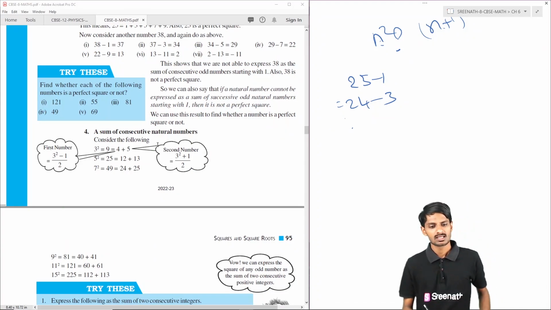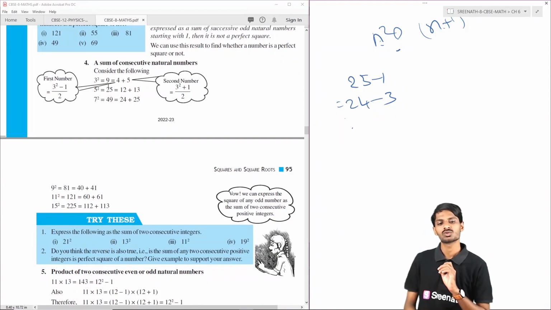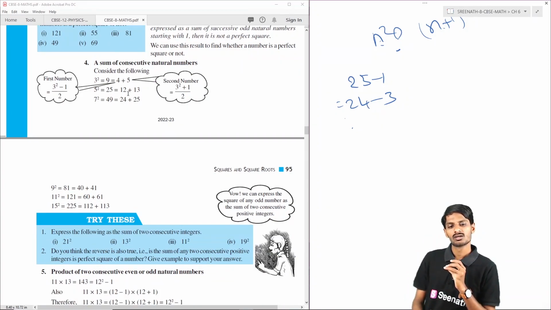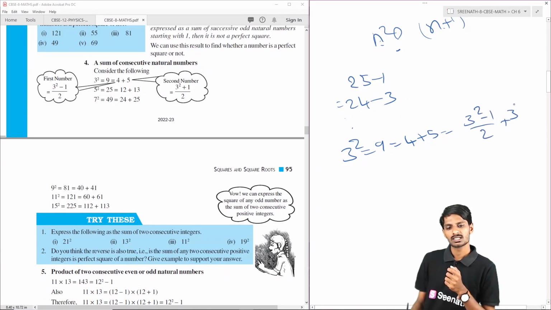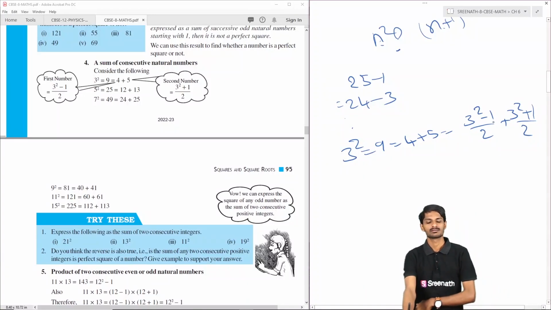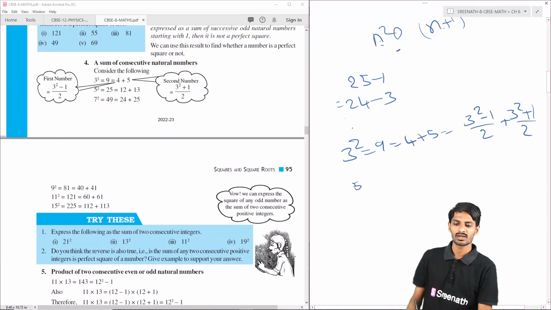So next thing is the sum of consecutive natural numbers. If you add consecutive natural numbers, what happens? 3 square is equal to 9, and we can write it as 4 plus 5, where 4 is 3 square minus 1 by 2 and 5 is 3 square plus 1 by 2. That is 4, and this is 5. We can also write 5 square equal to 25, and that is equal to 12 plus 13. And we can write 12 as what?